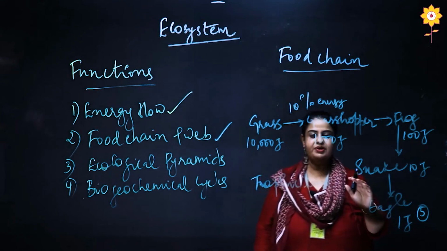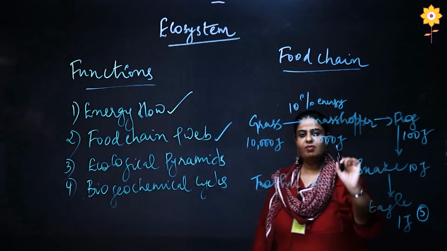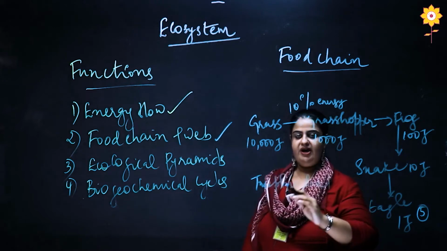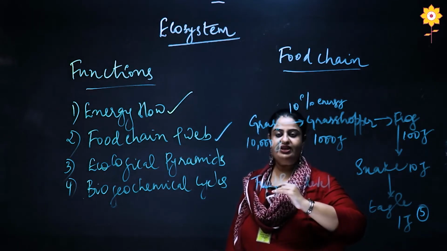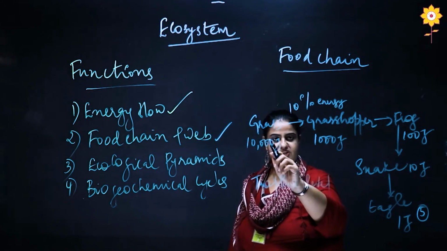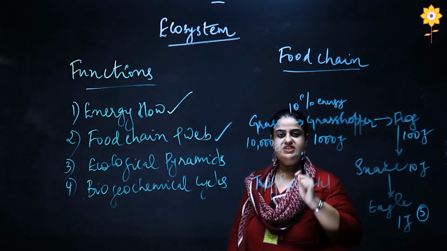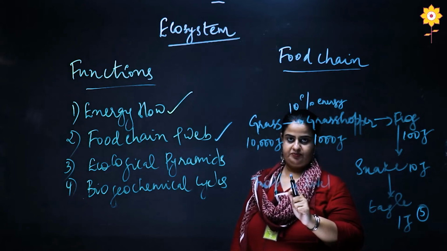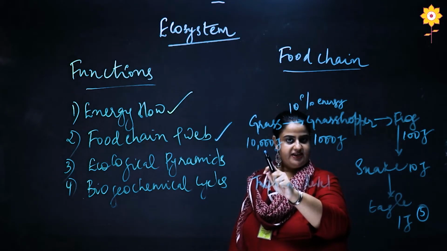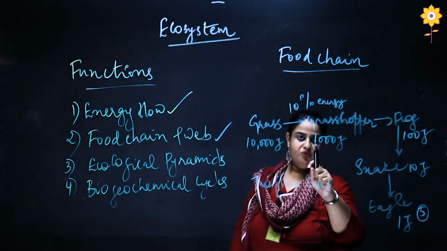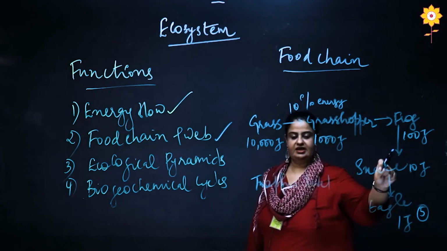So in simple words, the highest amount of energy is represented by the first trophic level, or the producers, because that forms the base of every food chain. Every food chain will start with a producer. Producer, the energy will be the highest. Herbivores next, then comes the carnivores.